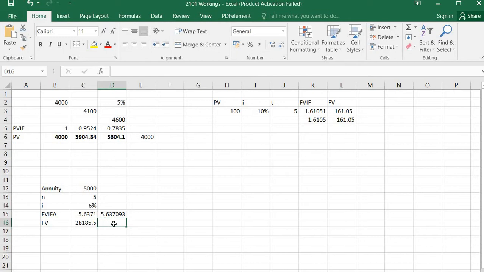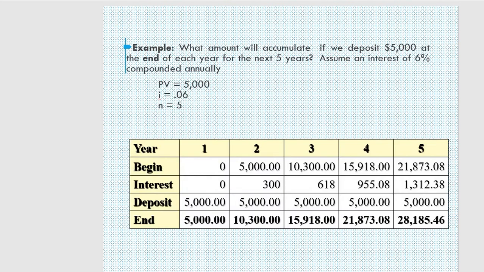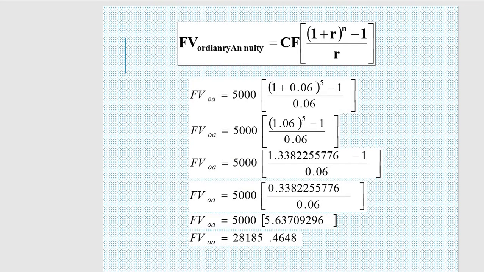Yes, you see now. Now let's check if we use our formula. It would be that one multiplied by the 5,000. Then we get 28,185.46. That's our future value of that annuity. Okay, that's the future value of an ordinary annuity. That's how we find it there.